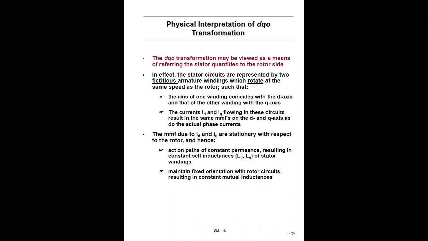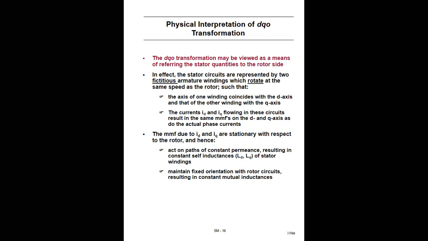In effect, the stator circuits are represented by two fictitious armature windings which rotate at the same speed as the rotor, such that the axis of one winding coincides with the D axis and that of the other winding with the Q axis. The currents ID, the direct axis current, and IQ, the quadrature axis current, flowing in these circuits result in the same MMF on the D and Q axes as the actual phase currents do.